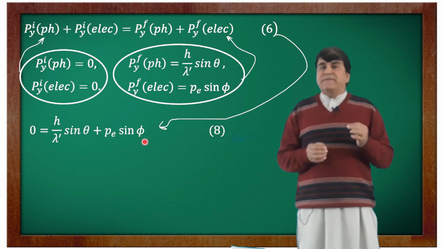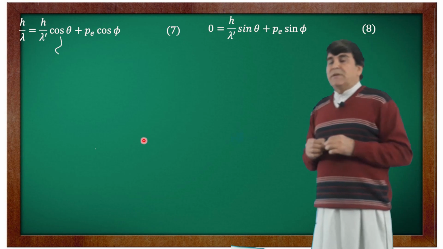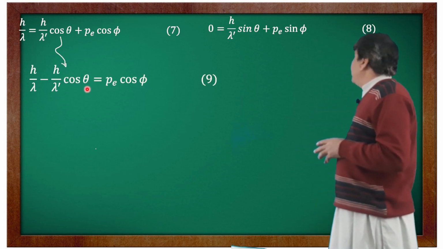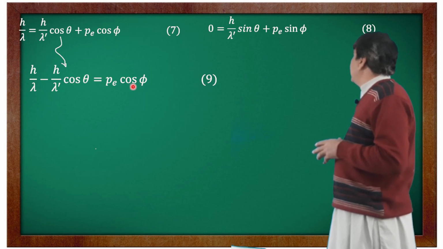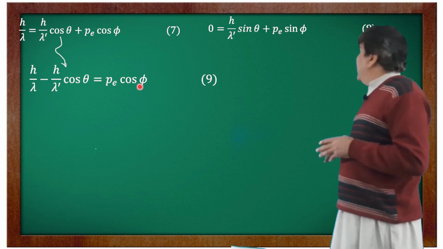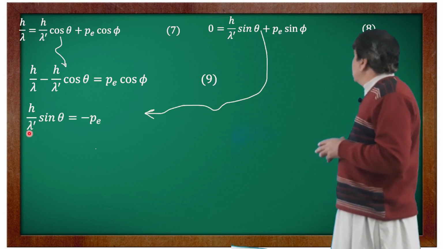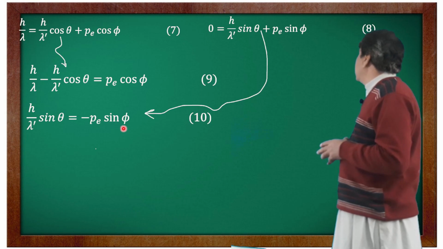To this end, let us first write equation 7 and 8 into the form h divided by lambda minus h divided by lambda prime cos theta equals P sub e cos phi. And similarly, from equation 8, I can write h divided by lambda prime sin theta equals minus Pe sin phi.